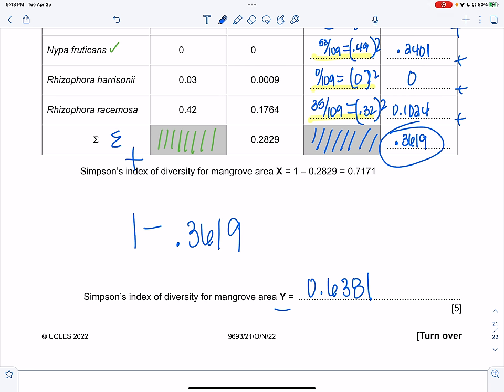Now, if we look at mangrove area X, it is 0.7171, and area Y has 0.6381. So obviously it's not different by a ton. It's only by about 0.079. It's not that much less, but these numbers for D, and you need to know this for your test, range from 0 to 1. The closer you are to 1, the more biodiverse an area is assumed to be.